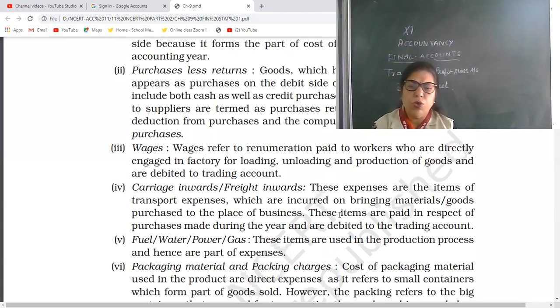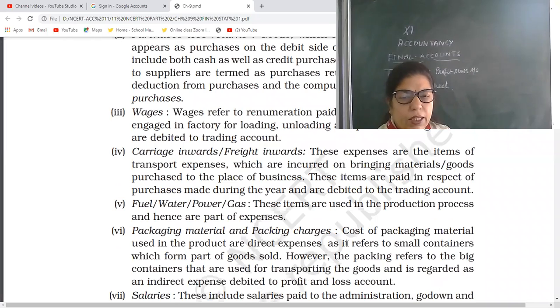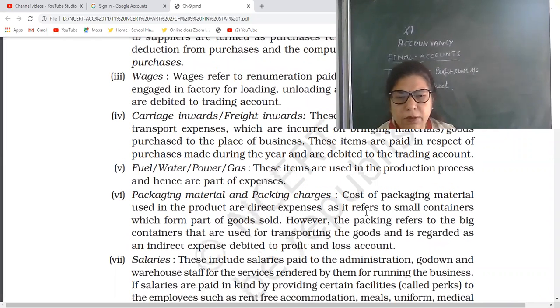Now see, fuel, water, power, gas. Fuel means coke, coal. These all are related with the production process, hence to be included in trading account, because all factory manufacturing production expenses are in trading account. Next, packing charges, packaging materials, direct expenses incurred in the factory place, then it is trading account.